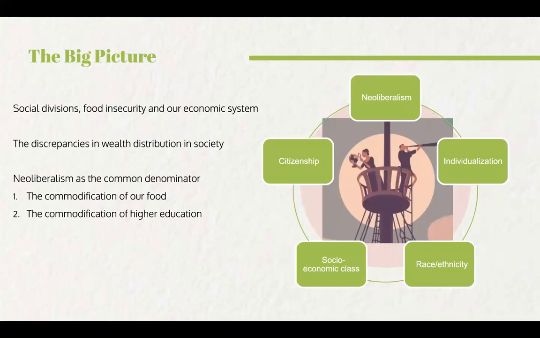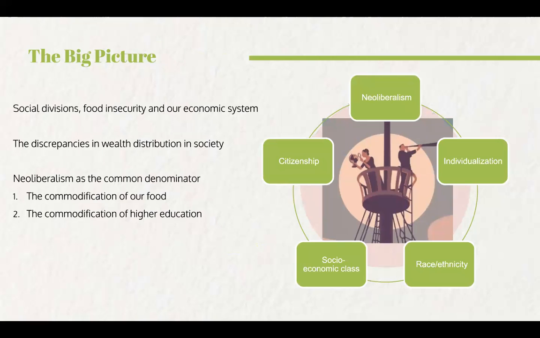Next, we're going to look at the one thing that affects all of the social divisions in society when it comes to food insecurity, which is our economic system. Instances of food insecurity strongly correlate with a lack of financial stability, so it's prudent that we look at what affects economic inequality. Since the introduction of neoliberalism to our society, economic inequality has rapidly increased within our nation as well as across many countries.